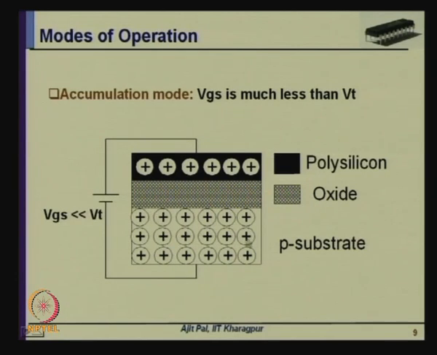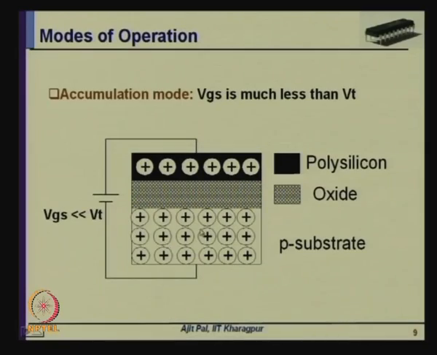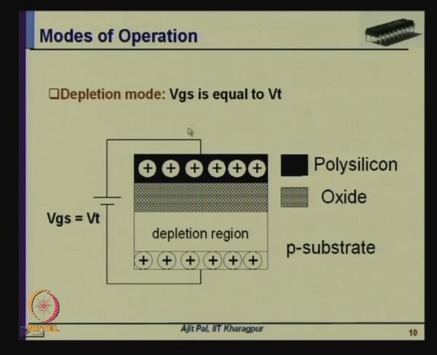Now, as we increase this voltage, what will happen? This positive voltage will repel the holes here, and they will be neutralized by some of the electrons, and as a consequence gradually this part will be devoid of any charge carrier. For example, in this case we shall reach depletion mode. Depletion mode is reached.